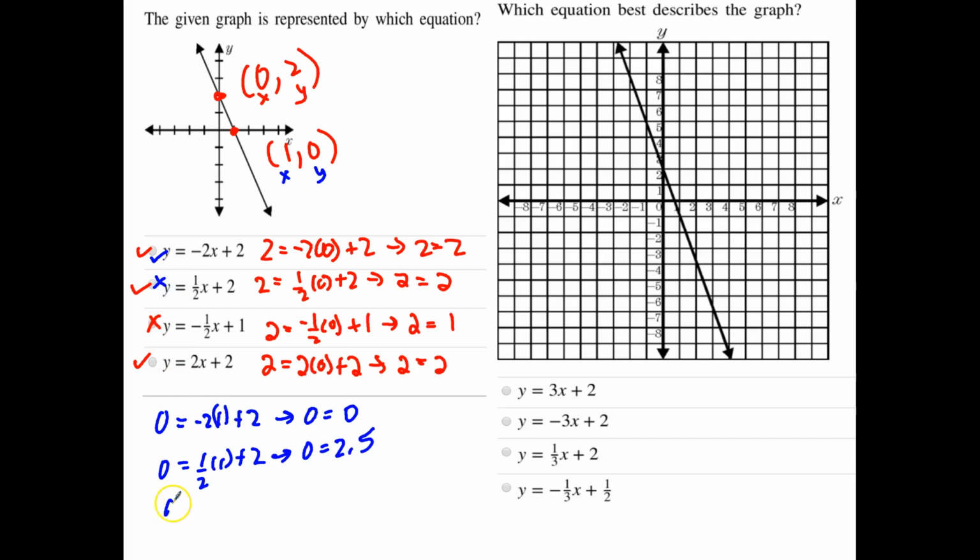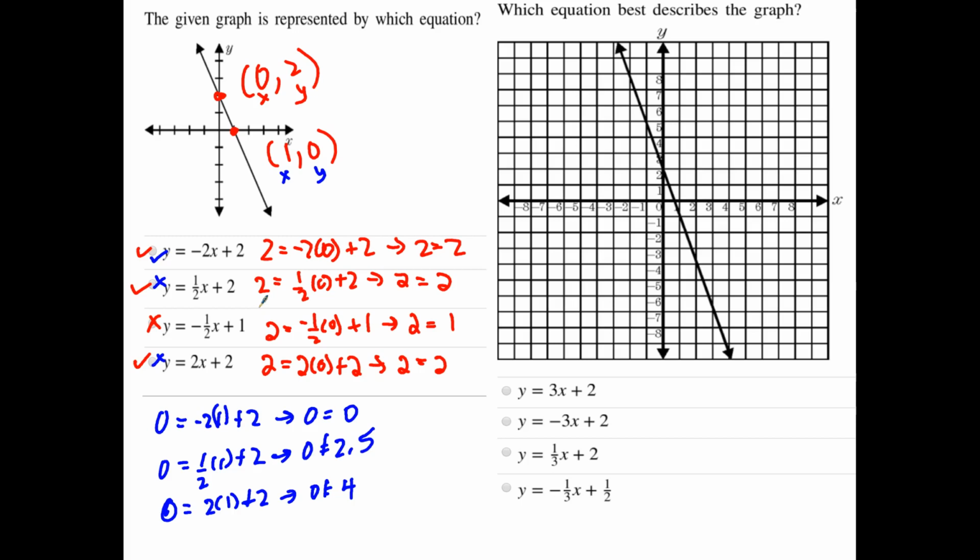And so let's put in 0 is equal to 2 times 1 plus 2. 2 times 1 is 2, plus 2 is 4. So 0 equal to 4. That's not true. It's not equal to that. You don't work either. Goodbye. Our answer has to be negative 2x plus 2, the equation of the line here.